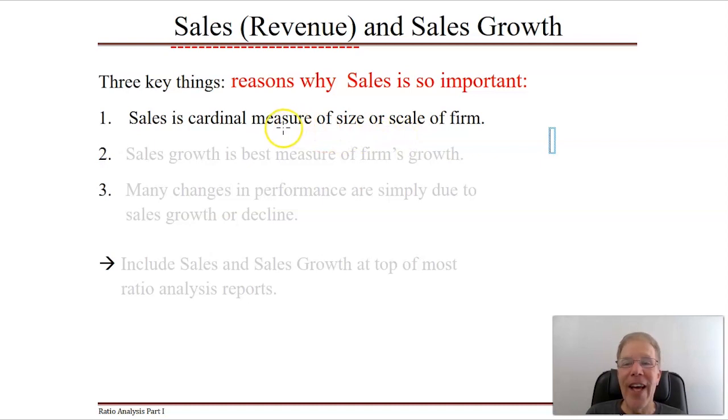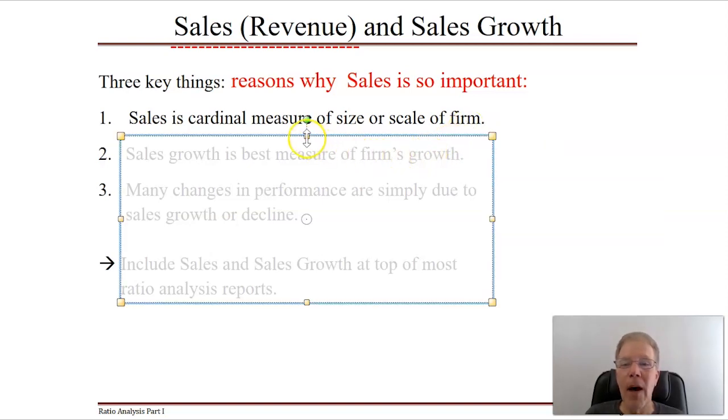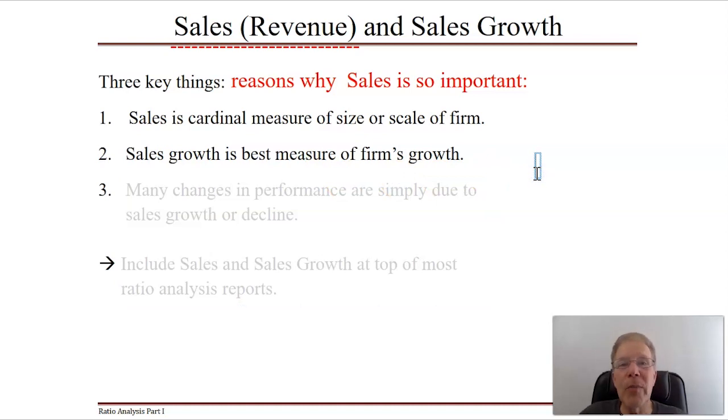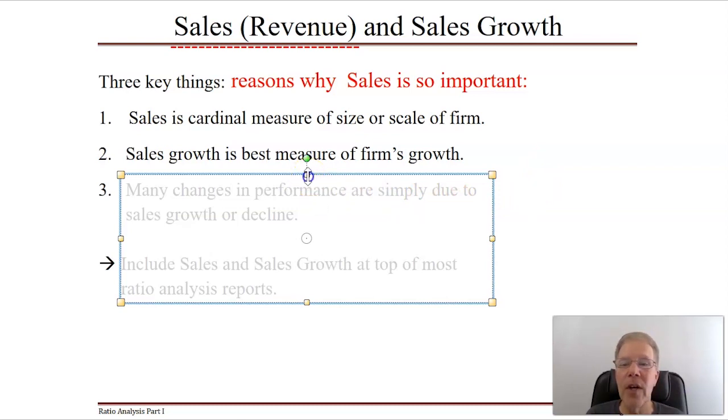Enough of that tangent. So the answer to the question, how big is the firm? We have $1 billion in annual sales, not a market value of equity of 250 million or billion. Okay, so that's important. Sales growth is the single best measure of a firm's growth. How fast is the firm growing? The answer comes from how fast its sales are growing.